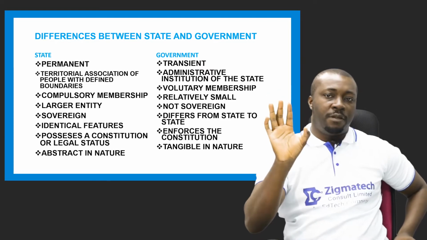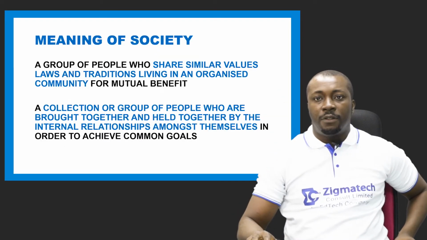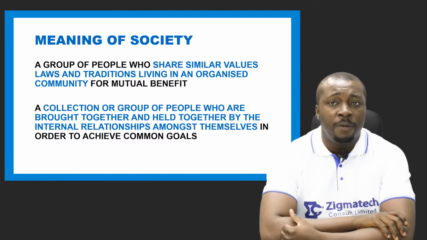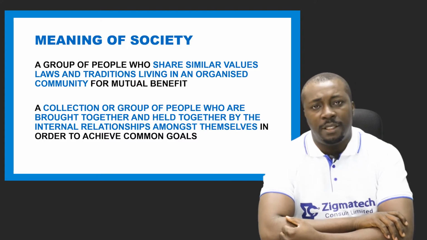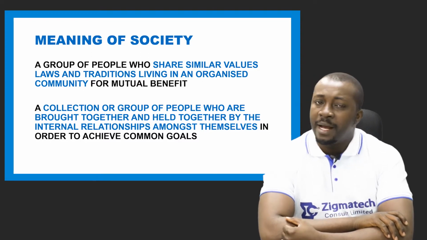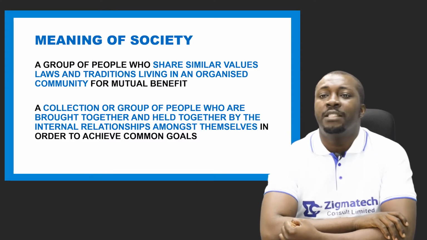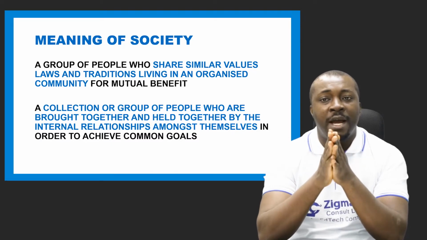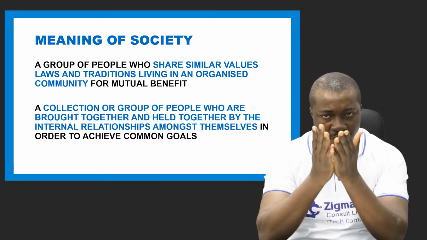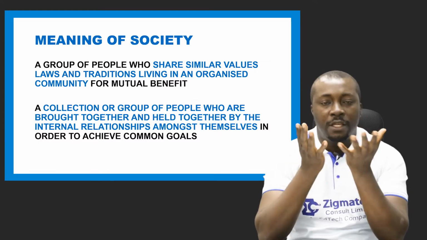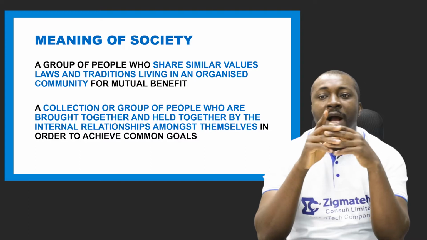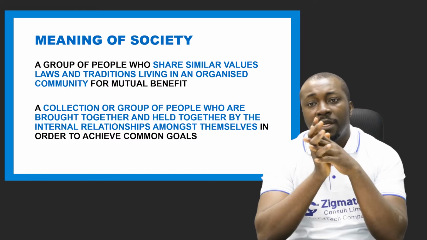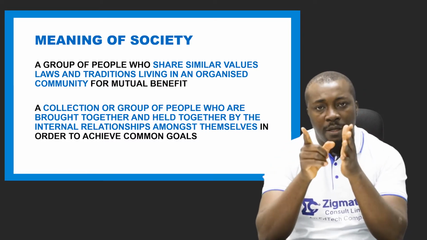So these are the differences between the state and the government. Now, we are going to look at another related concept, at times used interchangeably with state, and that is the society. What is the society? Is it the same as state? The society is a group of people who share similar values, laws, and traditions, living in an organized community for mutual benefit. Also, we define it as a group of people who are brought together and held together by internal relationships among themselves in order to achieve a common goal.